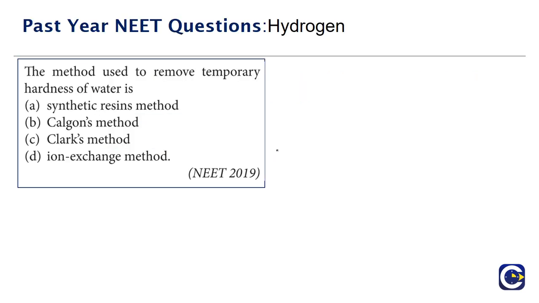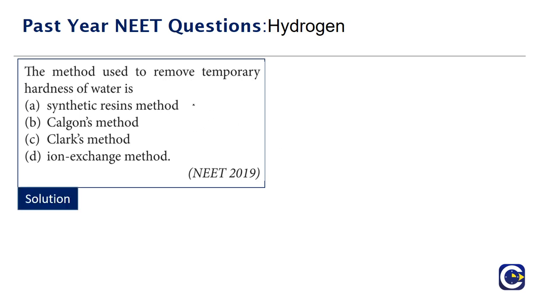We'll start with a question that has come in the NEET 2019. The method used to remove temporary hardness of water is. So they have given 4 options. Option A is synthetic resins method. Option B is Calgon's method. It is the short form for calcium gon. Option C is Klux method. Option D is ion exchange method.